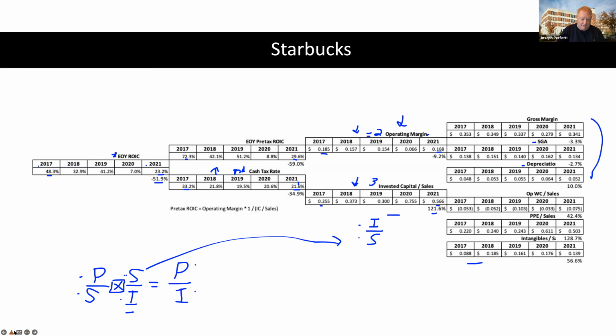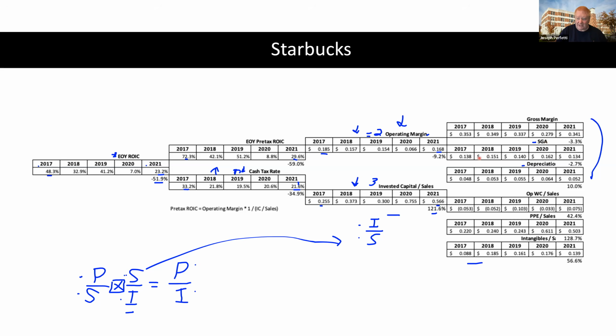Okay, so when you think about that, over here, gross margin minus SG&A minus depreciation equals operating margin. So these 3 things explain this, right? So why did the operating margin go from 18.5 to 16.8? Well, first of all, the gross margin went from 35.3 to 34.1. That was a 3.3% decline in the gross margin, right? So gross margin went down by basically 1.2 cents, 1.2 percentage points.